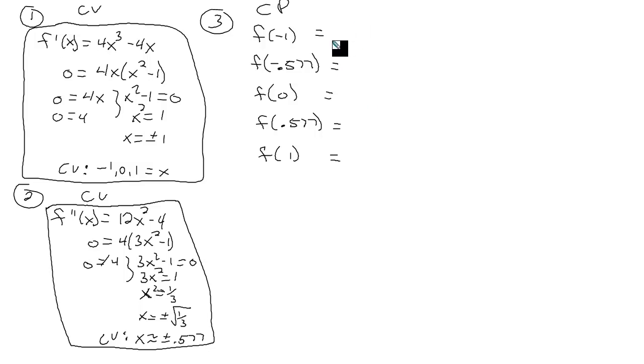If you put -1 in, you get -9. If you put the square root of -1/3 in, you get approximately -8.556. Put 0 in, you get -8 exactly. If you put positive square root of 1/3 in, you get -8.556. If you put 1 in, you get -9. So we got all these critical points.